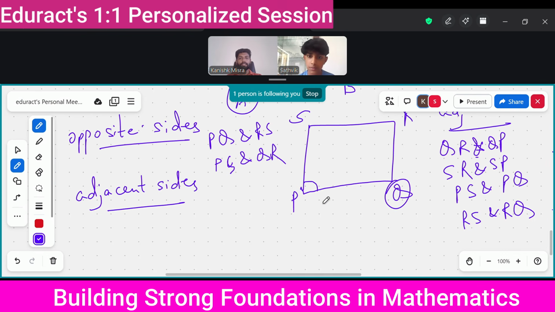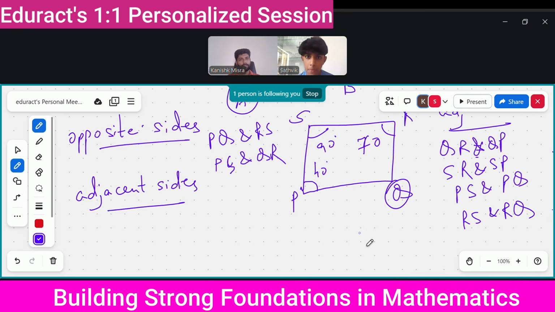Let's say this is given 40, this is given 70, this is given 90. Can we find the measure of angle Q? Yes, it would be 160. Perfect, good in calculation part.